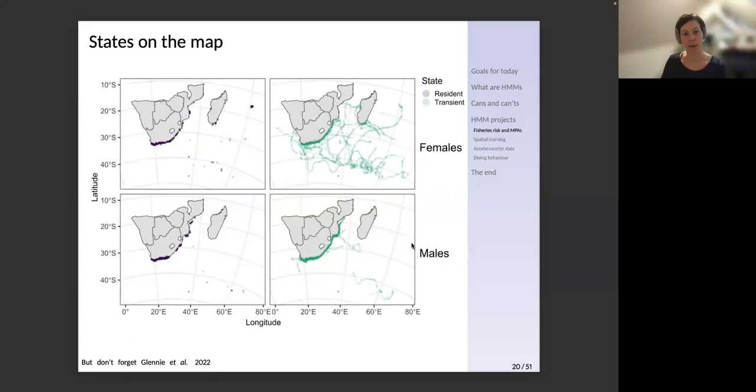So when we plot the states on the map to see where these different states are occurring, we see that the resident movement is happening really close to the coast in both males and females, and the transient movement is happening all across the Southwest Indian Ocean away from the coast. But quite a lot of it is also happening at the coast. So it isn't a strict separation.